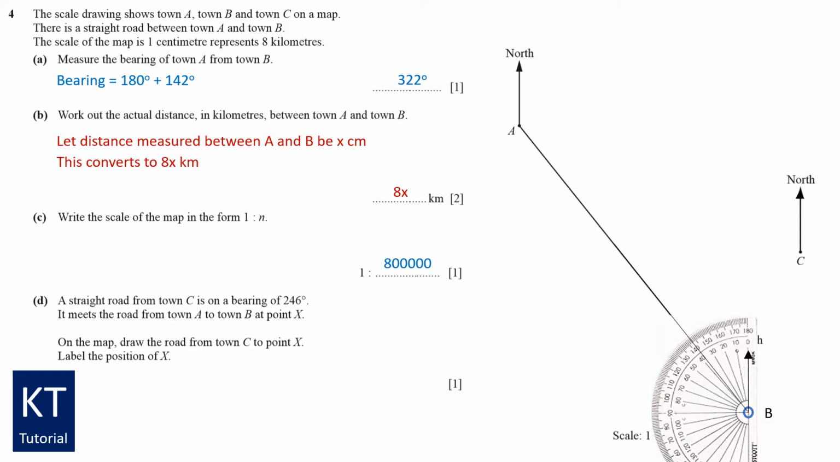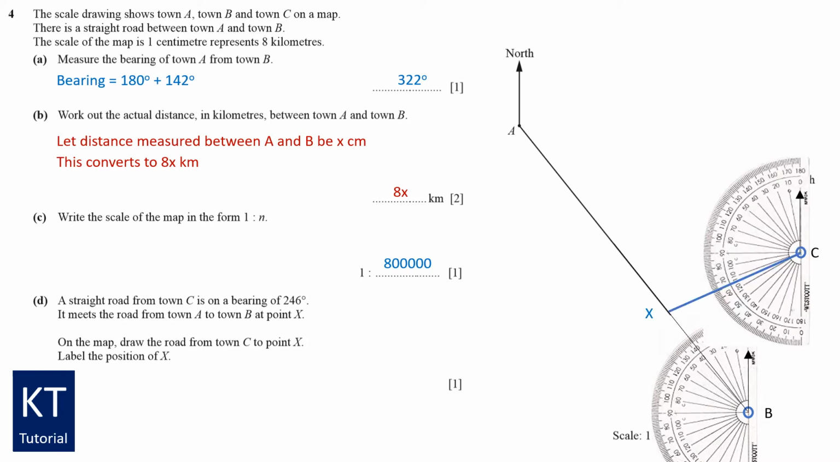Question 4d. A straight road from town C is on a bearing of 246 degrees. It meets the road from town A to town B at point X. On the map, draw the road from town C to point X. Label the position of X. The blue line on the diagram is the illustration for the position of X.